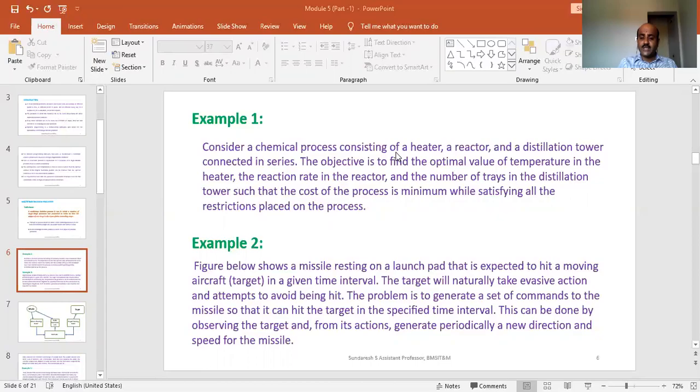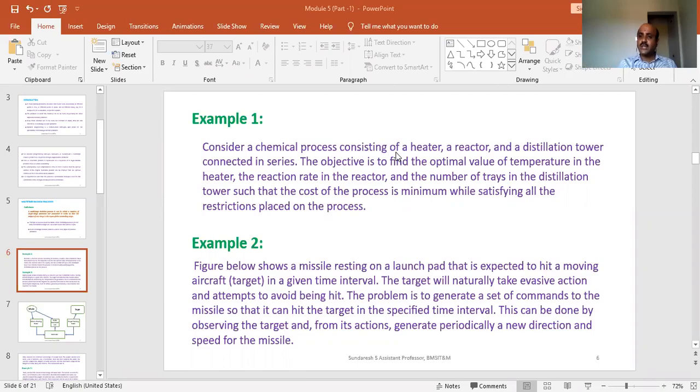So when you want to minimize the cost of the process, what decisions have to be taken at each stage or each component of this chemical process? We have three elements: one is a heater, one is a reactor, and one is a distillation tower. Each is connected in series, one after the other. The heater is connected to the reactor, and the reactor is connected to the distillation tower.